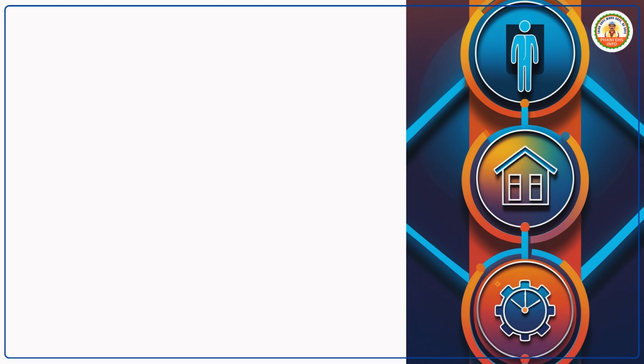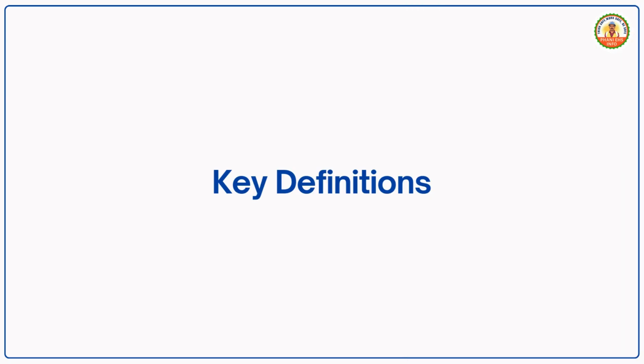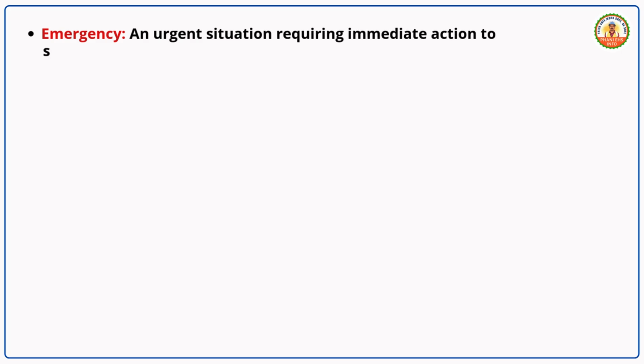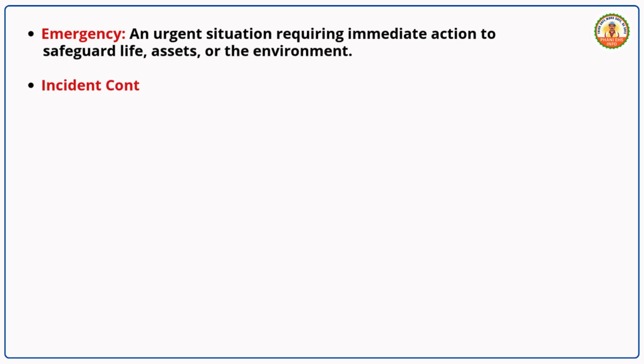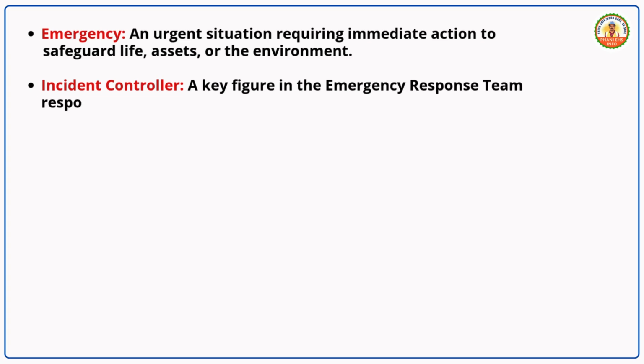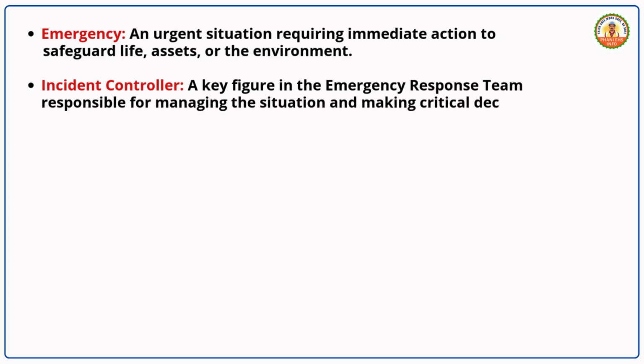with precision. Key definitions. Before we dive deeper, let's define some key terms to ensure clarity. Emergency: an urgent situation requiring immediate action to safeguard life, assets, or the environment. Incident controller: a key figure in the emergency response team responsible for managing the situation and making critical decisions.